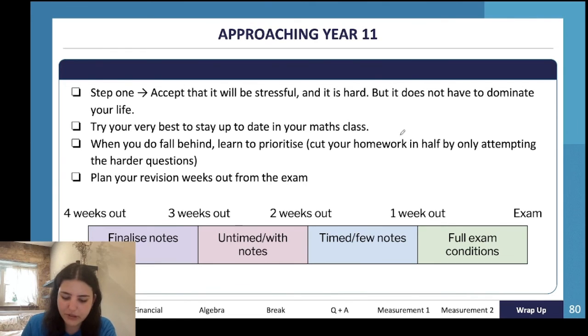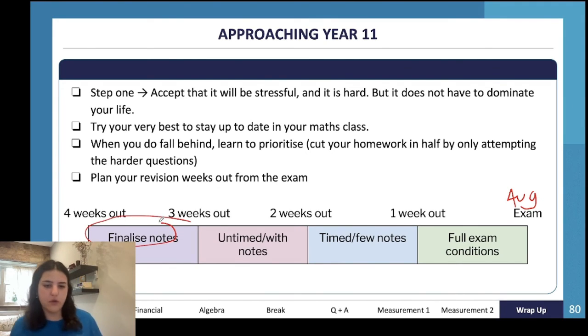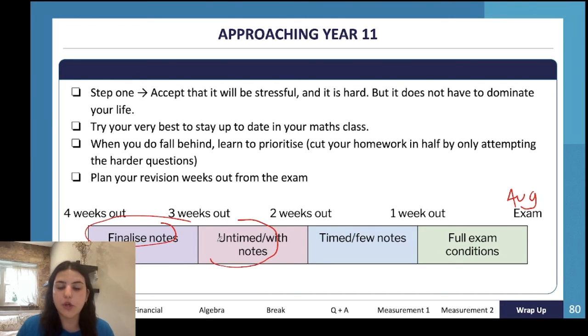And the last most important thing you can do is to plan the revision weeks out from the exam. So let's say you have the exam at the end of August and it's the final week of July. You want to be finalizing your notes, making sure that you've got summary sheets ready. And then those first 3 weeks or first 4 weeks of August, you want to be doing for 1 week untimed practice with notes. So you can have everything out. You can take 6 hours to do the paper, as long as you need.